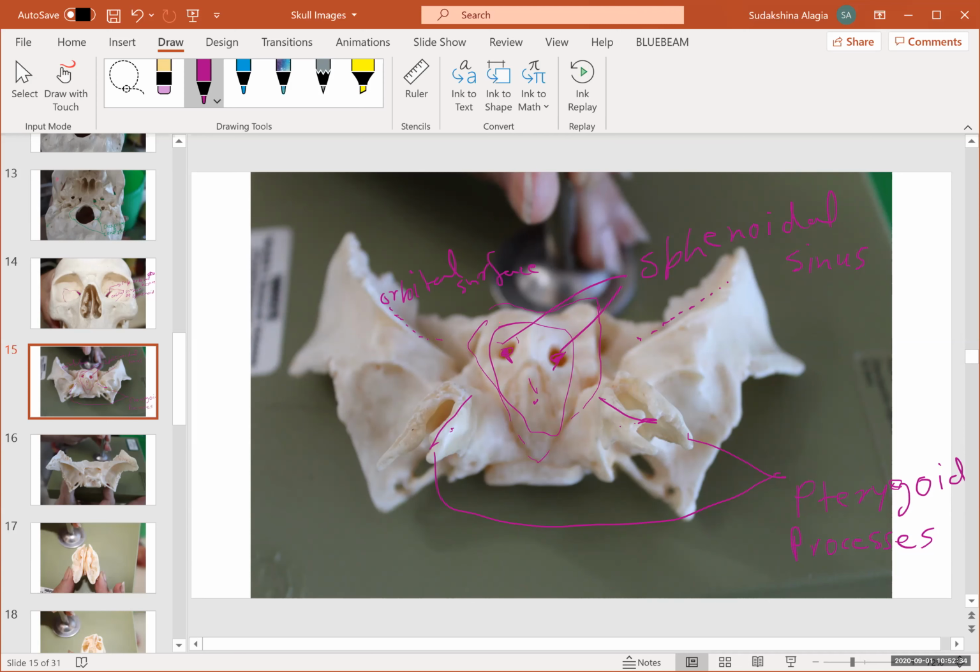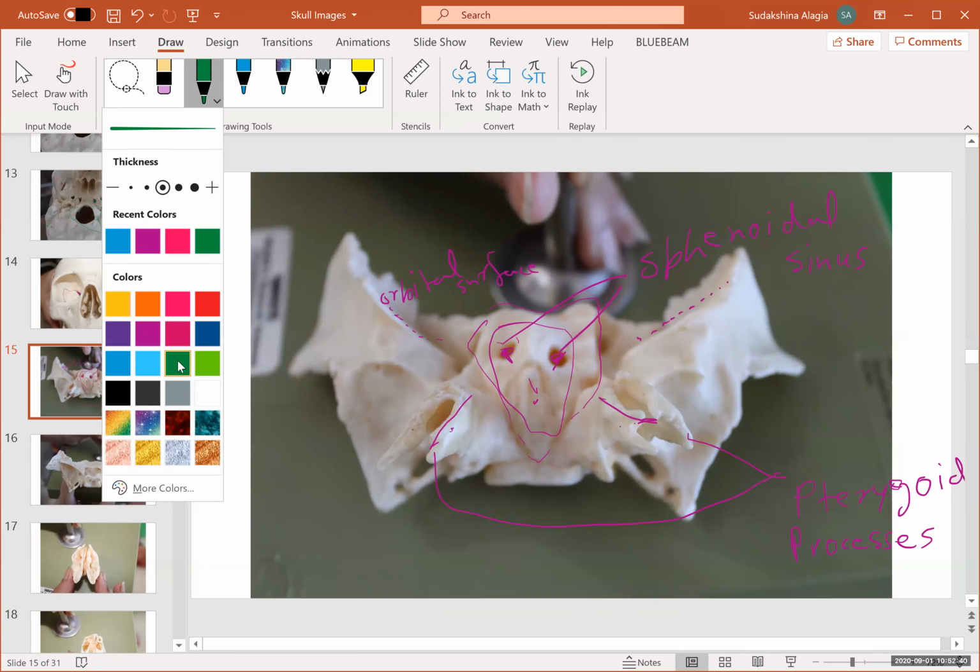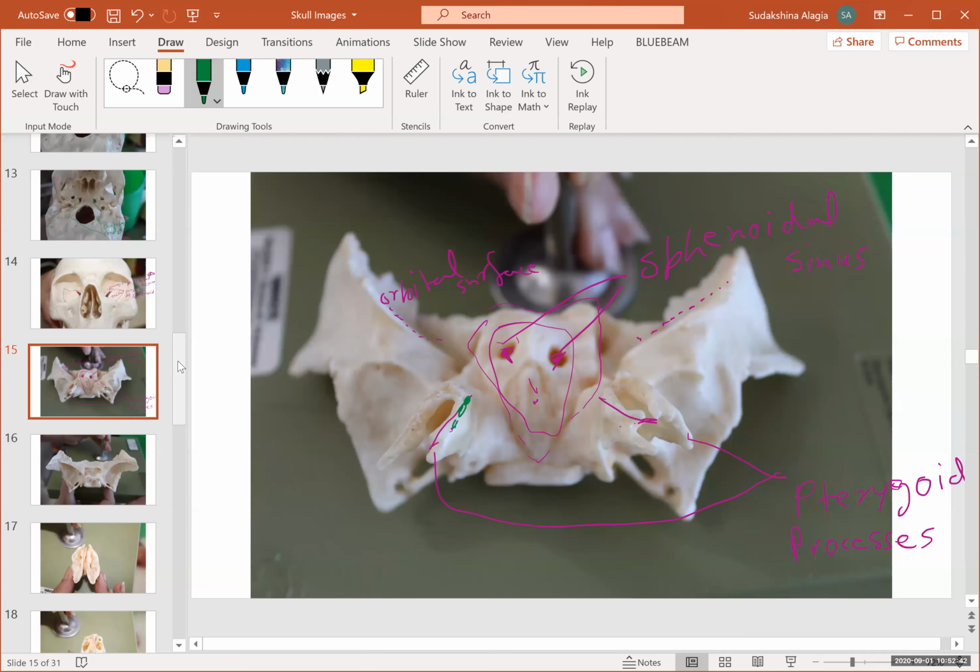I'm just writing processes because there are two of them. Let me use a different color. So right there: pterygoid process. So orbital surface, sphenoidal sinus, pterygoid process.